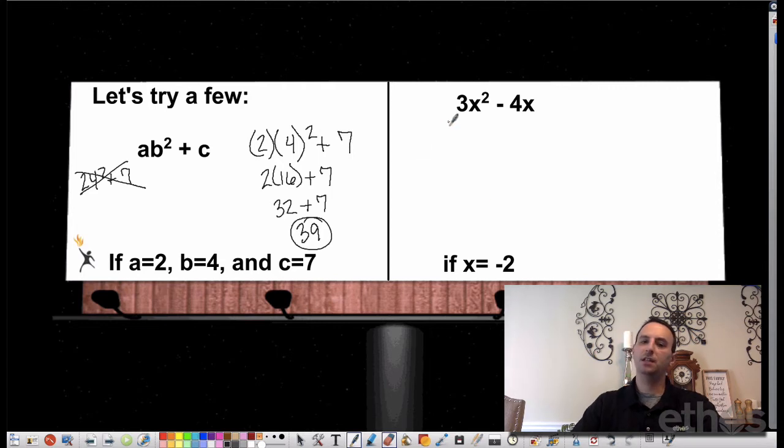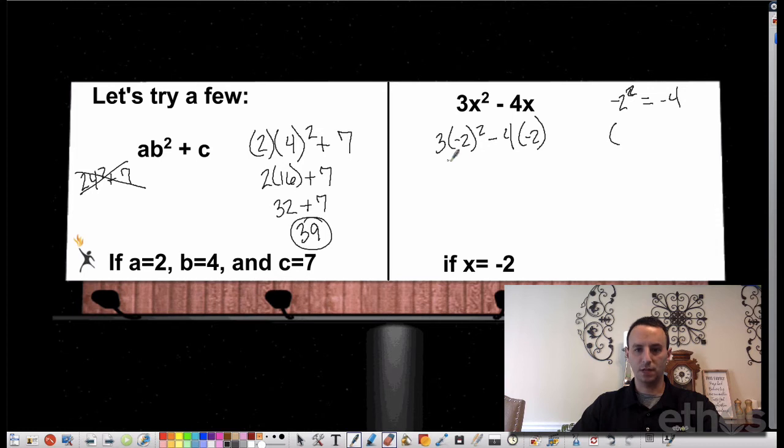All right, now that you've checked it, let's go ahead and check the answer. So 3 times negative 2 squared minus 4 times negative 2. This is important. We know that this rule right here is negative 2 times negative 2. And one of the things about this is when you use your calculator, if you just type negative 2 squared, your answer is going to come out as negative 4.